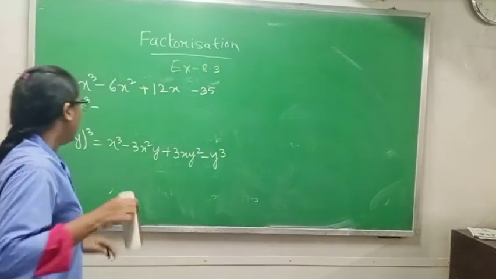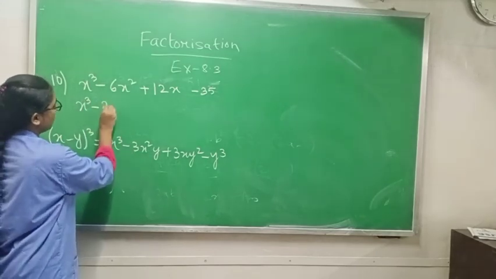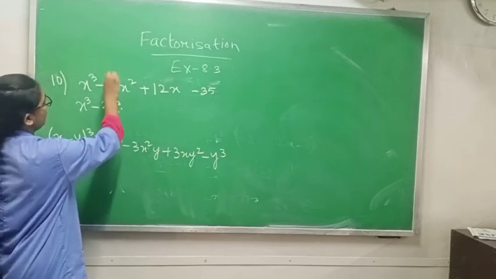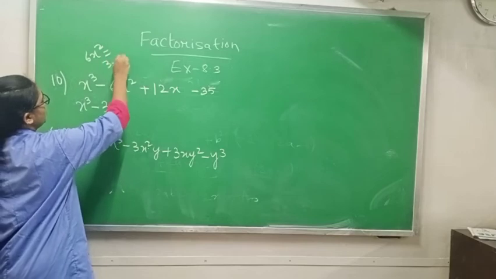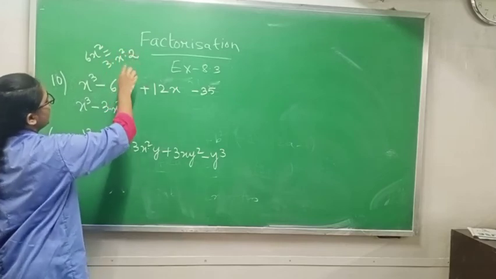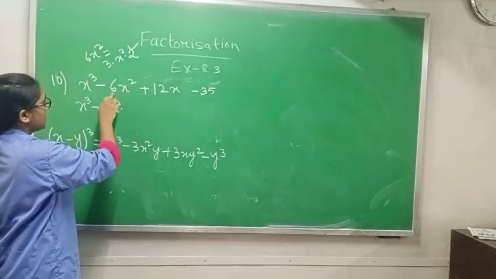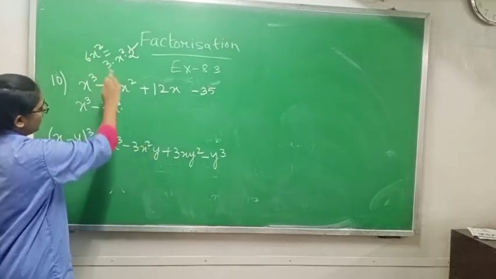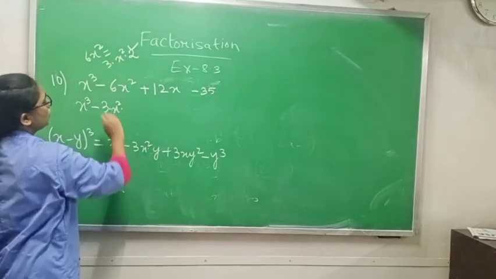So how will we make it? I am telling you. See, x cube, after that 3 x square y. If you break this 6x square, you will get 3 into x square into 2. It means that y is 2. Again I am repeating, if I break 6x square in terms of 3x square y, then I will get 3, then x square, but y we have is 2.